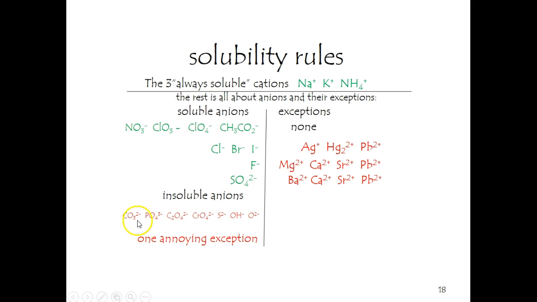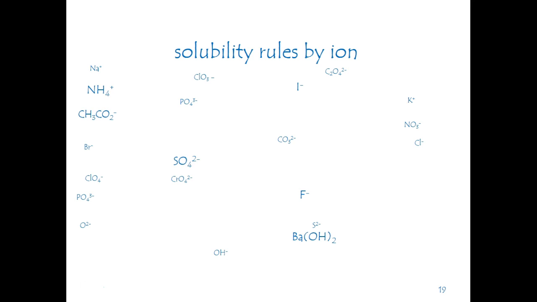The insoluble anions, look at them all. Carbonates, phosphates, oxalates, chromates, sulfides, hydroxides, and oxides. Normal exceptions. How would you call that an exception if there's no exceptions to that? So the only other annoying exception is that barium hydroxide is insoluble. So that's some solubility rules. Let's give it a shot.